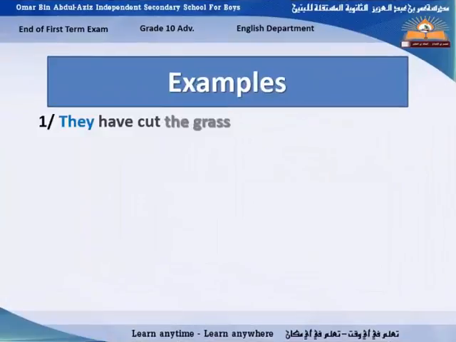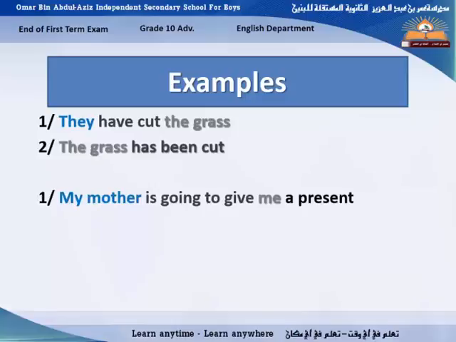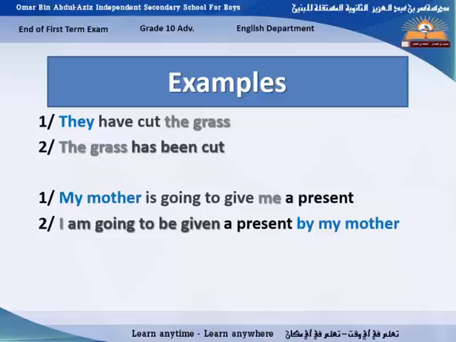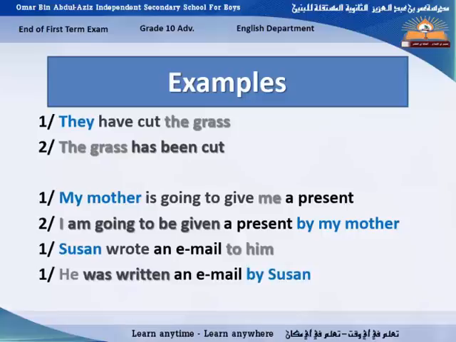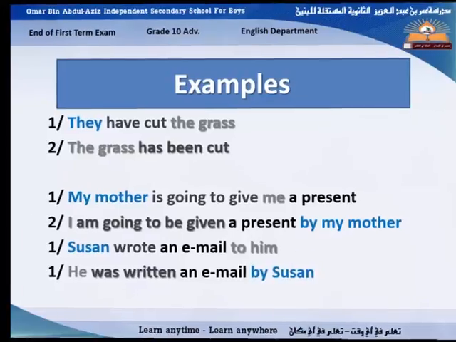More examples. They have cut the grass. The grass has been cut. My mother is going to give me a present. I'm going to be given a present by my mother. Susan wrote an email to him. He was written an email by Susan.